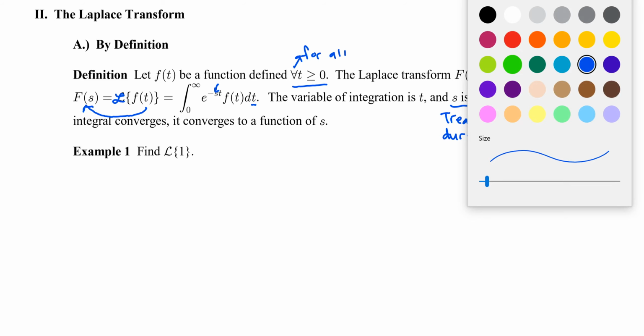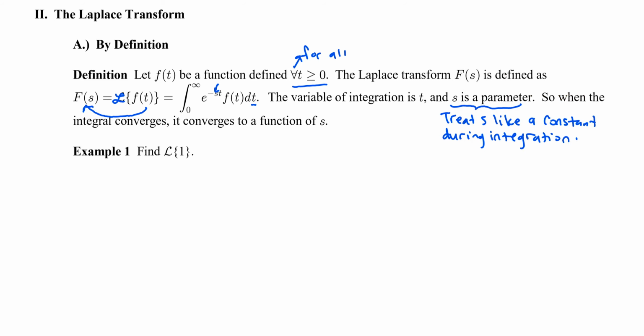Let's find the Laplace transform of 1. You got to start somewhere. We're going to start small. So we're going to find the Laplace transform of the function 1.